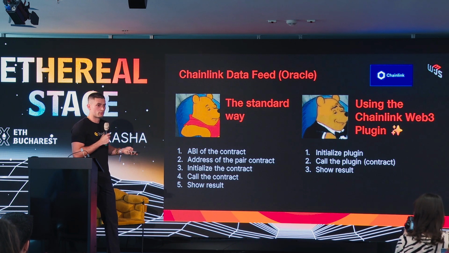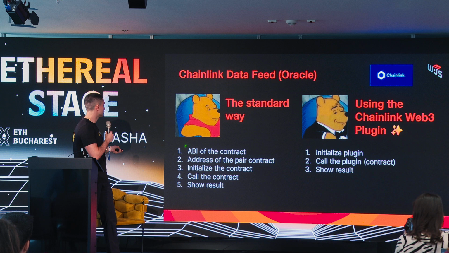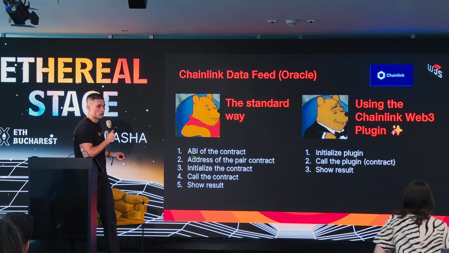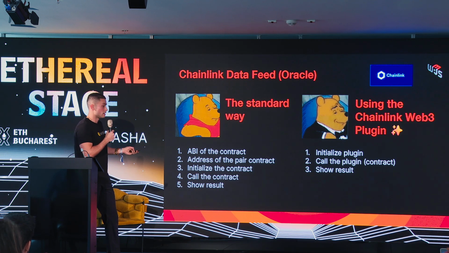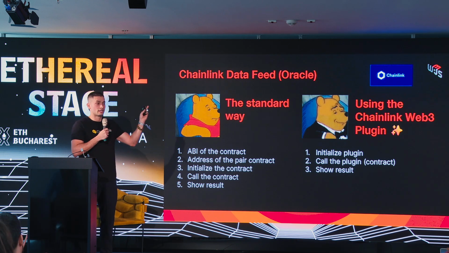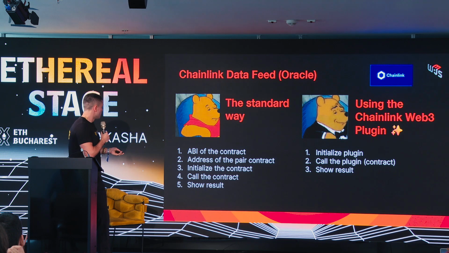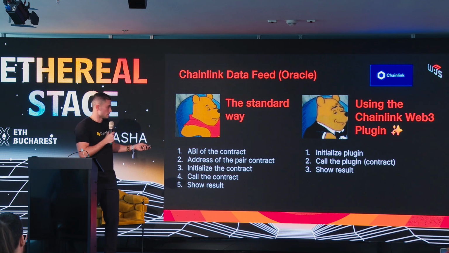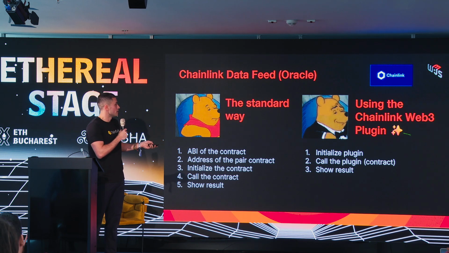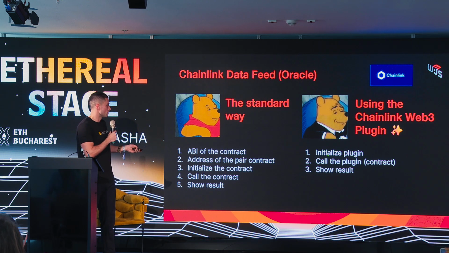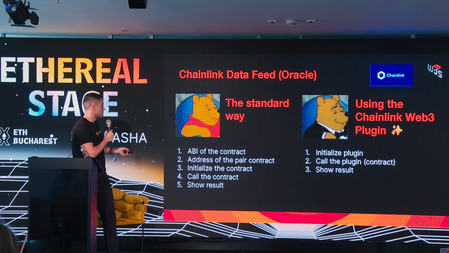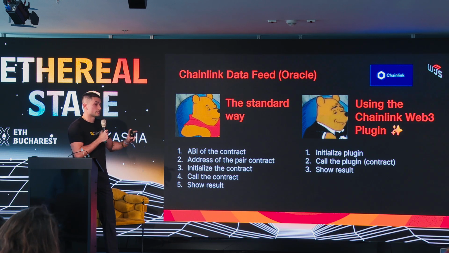The standard way to interact with Chainlink data feed is, first, you need to look for the ABI of the contract, so you can Google this, or you can go to the Chainlink docs. Then you need to look for the address of the contract that you want to call, because if it's in a different network, then the address is different. Then you can initialize the contract, make the call to the contract, and show the result. But using the Chainlink Web3 plugin, you just need to initialize the plugin. You can directly call the plugin because all these 3 steps are already stored within the plugin. So we are providing this abstraction to the developers, and then the plugin will manage everything.